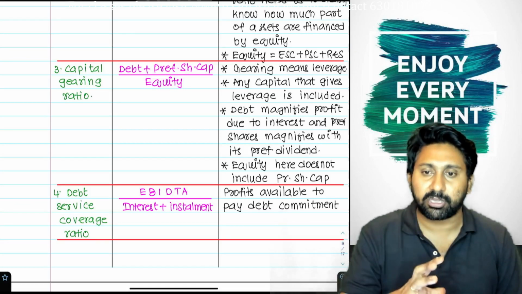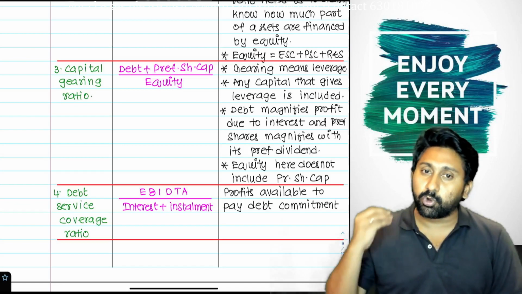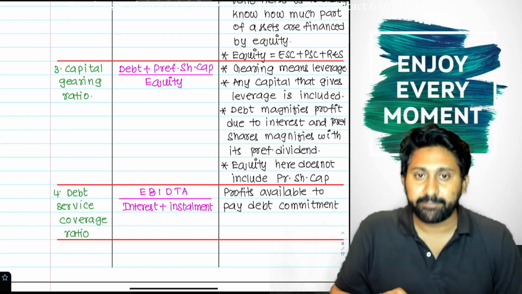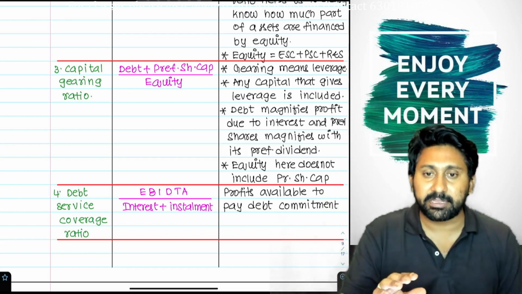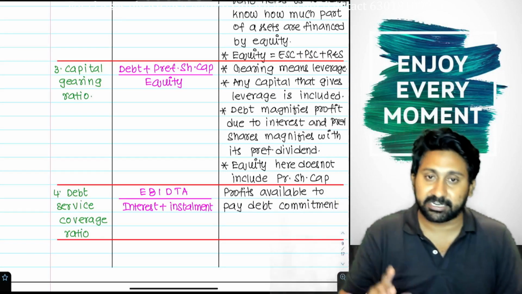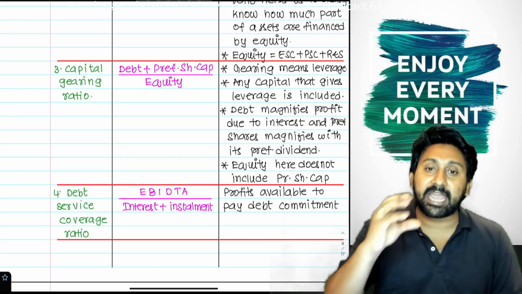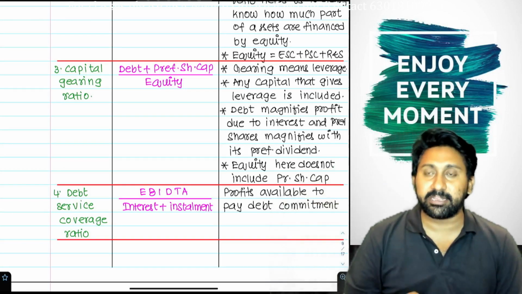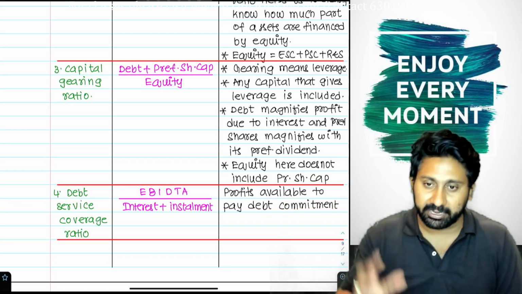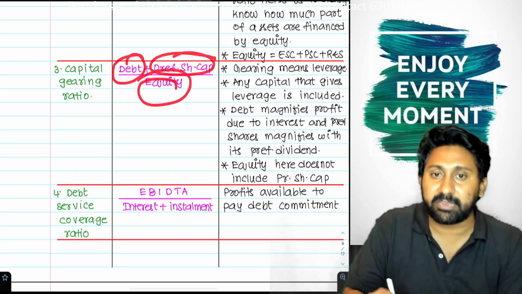Whenever there is a fixed cost, it is an advantage as well as a disadvantage. If company growth is very high, then fixed costs don't grow, so it magnifies the profit. That leverage effect will be there only if there is a fixed commitment like interest or preference dividend. Capital gearing ratio means how much capital in the company has a fixed commitment, in comparison with the equity. That's why it is debt plus preference share capital by equity.